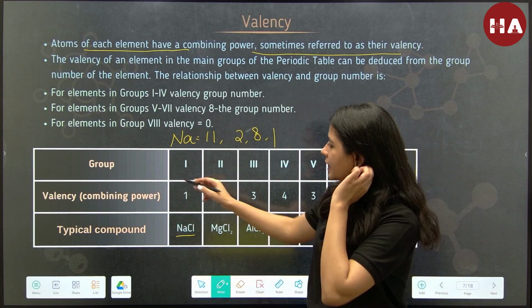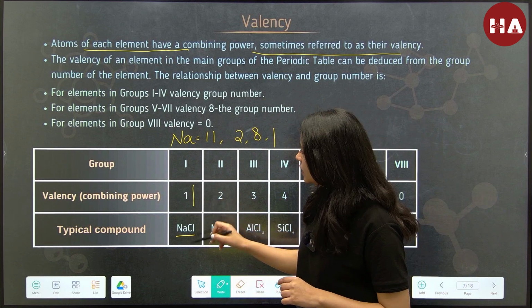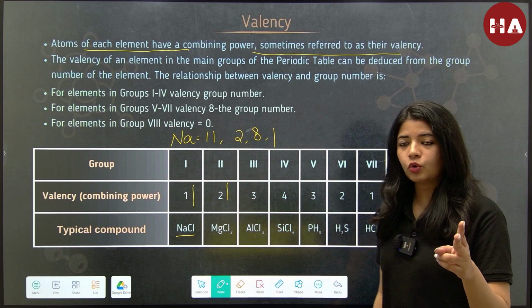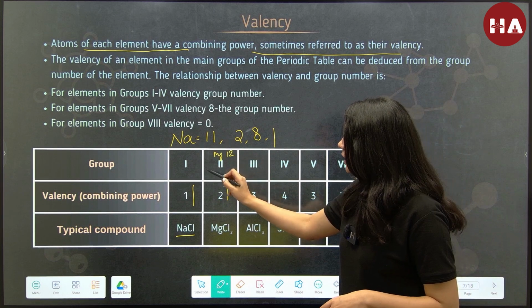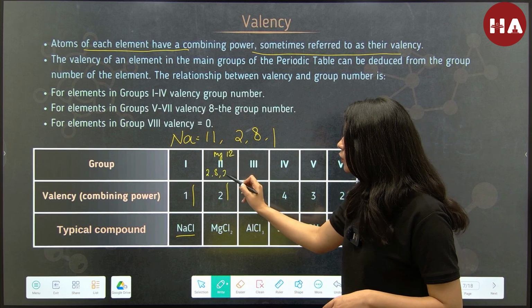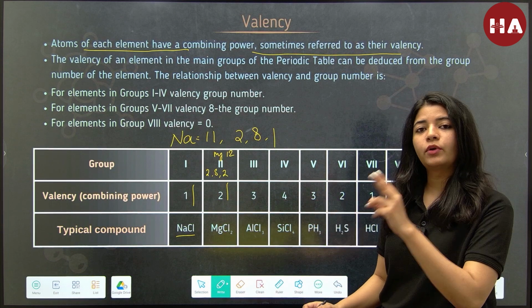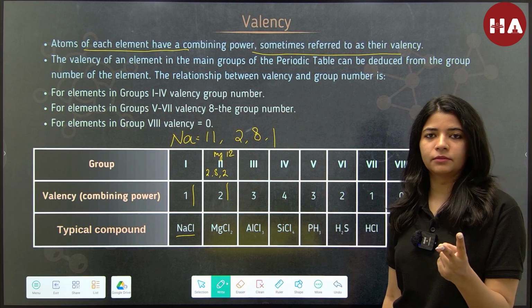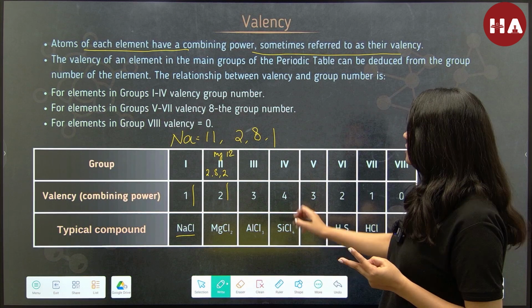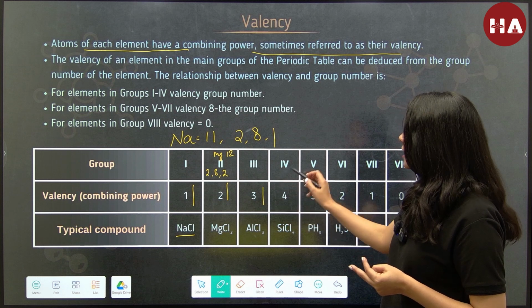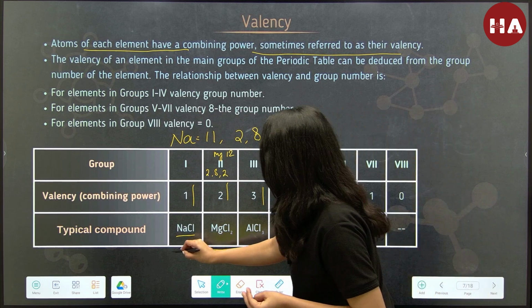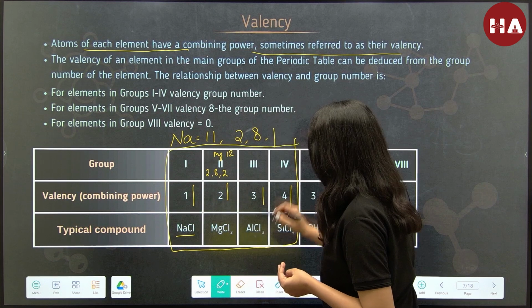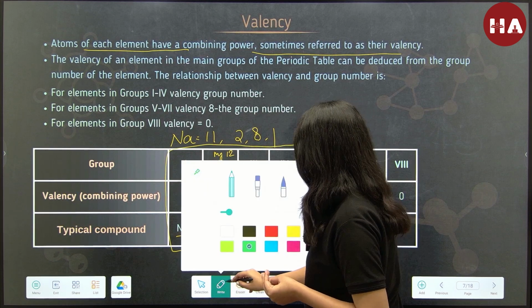So I can say that in group 1 the valency will be 1, in group 2 the valency will be 2. Like for example, in magnesium the atomic number is 12, electronic configuration 2, 8, 2. It can give 2 electrons, therefore it can combine with 2 other atoms, correct? Next is for group 3 the valency is 3, then group 4 valency is 4. Till here the valency is equal to the group number. But after that what happens?